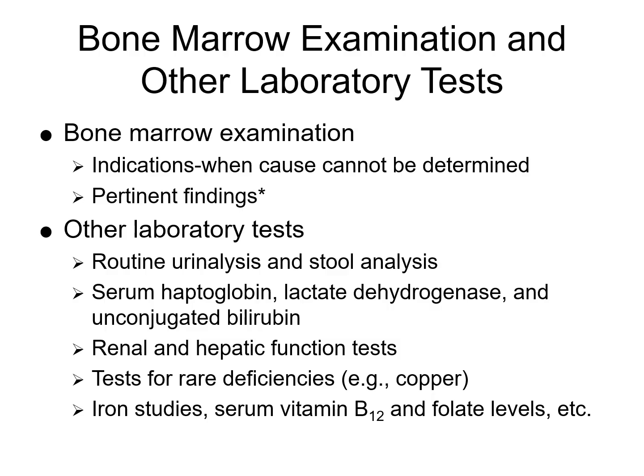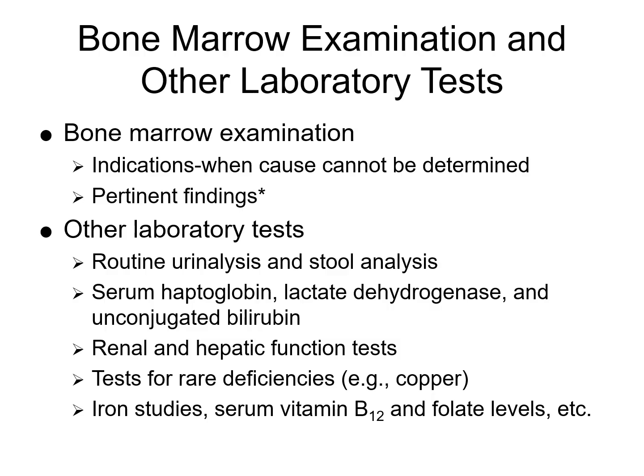Some other lab tests that we can do for anemia would be a routine urinalysis and stool analysis as well. This would help to detect sources of blood loss. If they have blood in their urine or in their stool, it could show that they've got maybe some gastrointestinal bleeding if they have blood in their stool. We can also do a serum haptoglobin. We could do a lactate dehydrogenase, or LDH, and we can do an unconjugated bilirubin test.